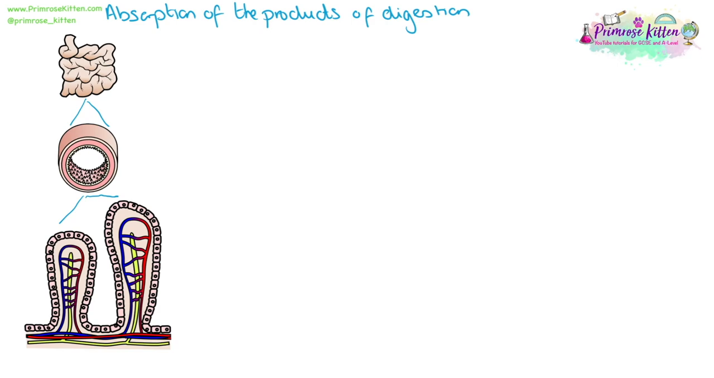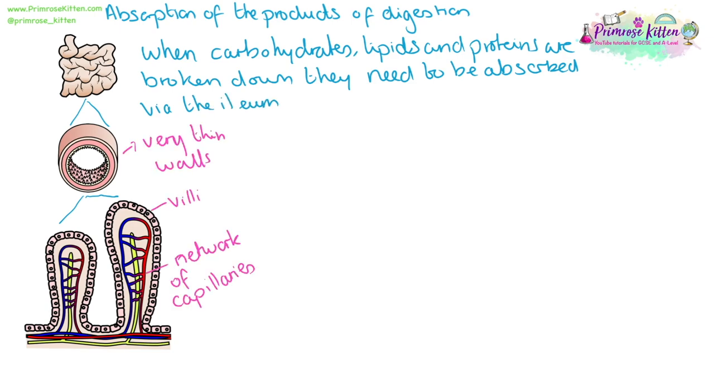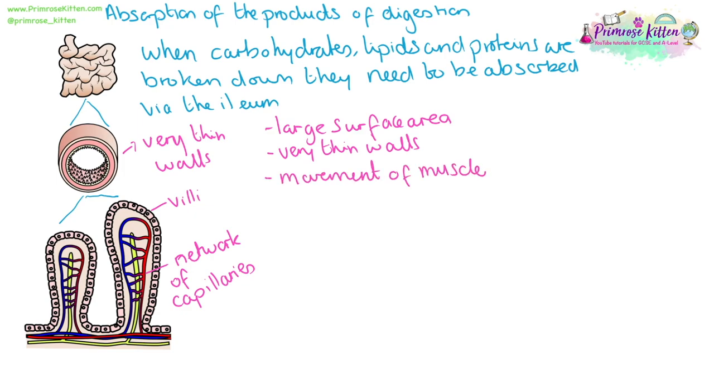Once products have been broken down, they need to be absorbed. Here we have a close-up view of the small intestine, the tube going through, and then a close-up of the surface area of that tube. Once the carbohydrates, lipids, and proteins are broken down, they need to be absorbed. These are covered by microvilli, which have a network of capillaries inside. It has a very large surface area, very thin walls. There is a movement of the muscles within it to maintain the concentration gradient.